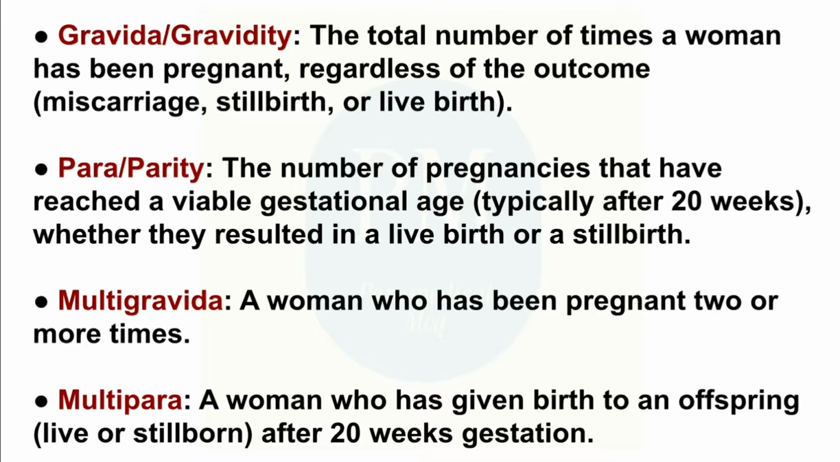Multigravida: a woman who has been pregnant 2 or more times. Multipara: a woman who has given birth to an offspring, live or stillborn, after 20 weeks gestation.